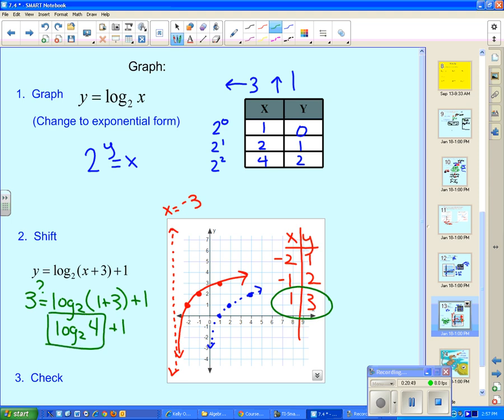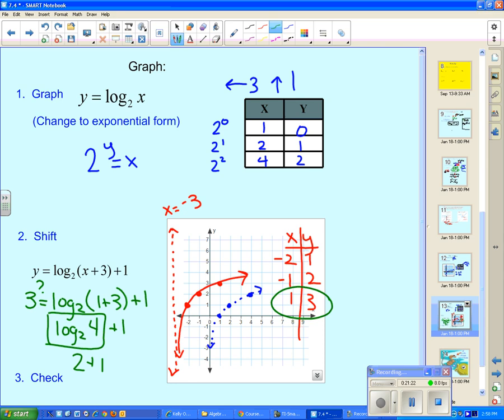Let's do that part. Log base 2 of 4 means that you have to figure out 2 to what power equals 4. 2 to the second equals 4. So this whole thing in the box equals 2. Plus 1 equals 3. Okay, so we've checked that. And you can do that for each of those points to make sure that you've gone the right direction.